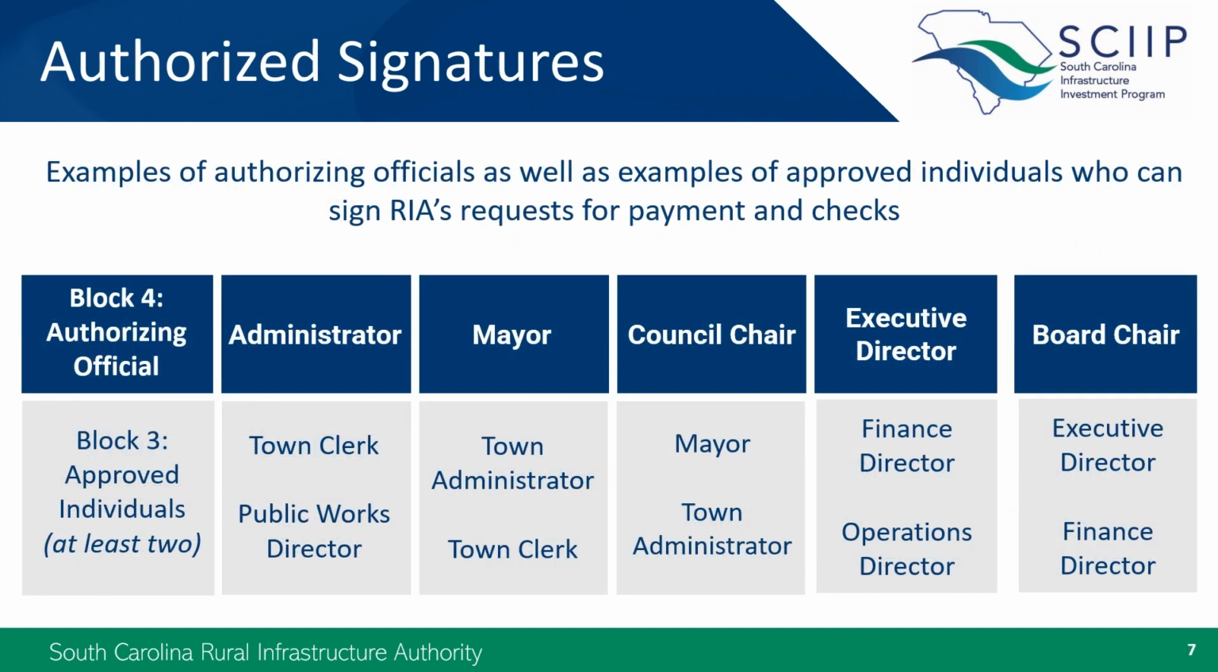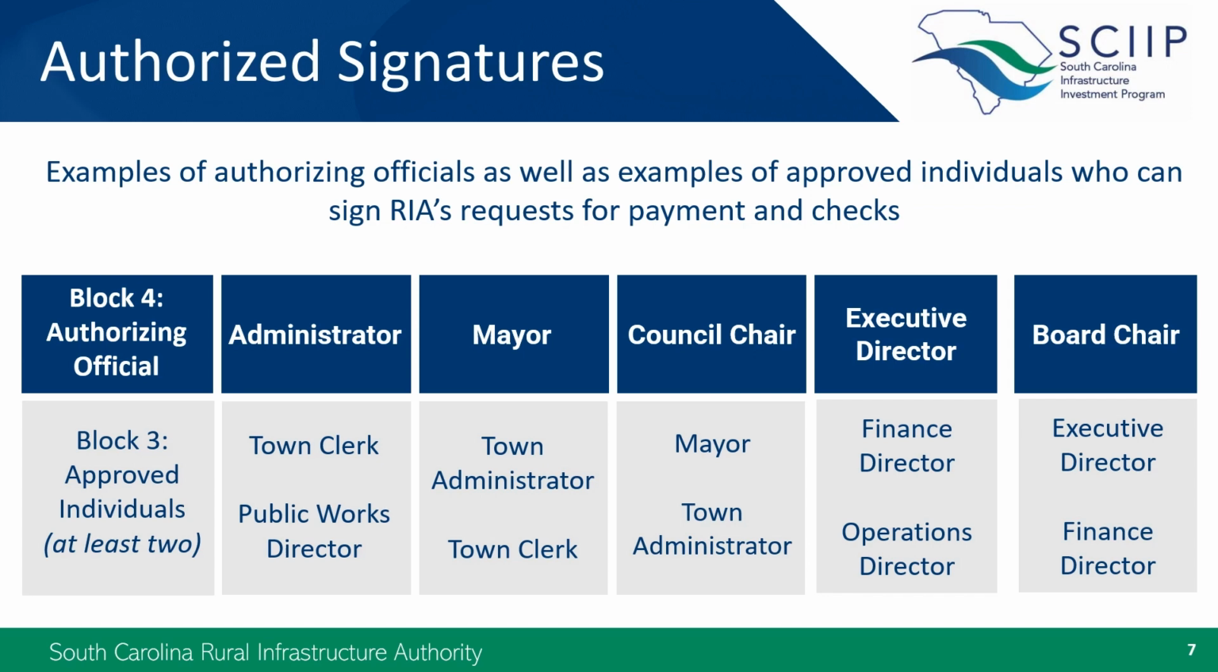As I alluded to a moment ago, depending on the applicant and its management structure, the following are examples of authorizing officials designating individuals that have been approved to make requests for payment or sign checks. Note that the titles shown in dark blue are the authorizing officials, and the titles below them are those individuals who are approved to sign checks and RFPs.